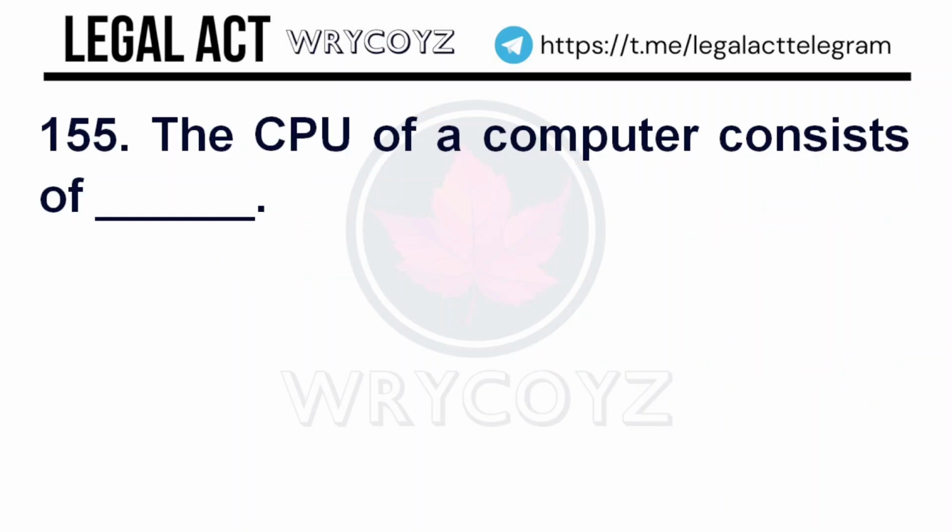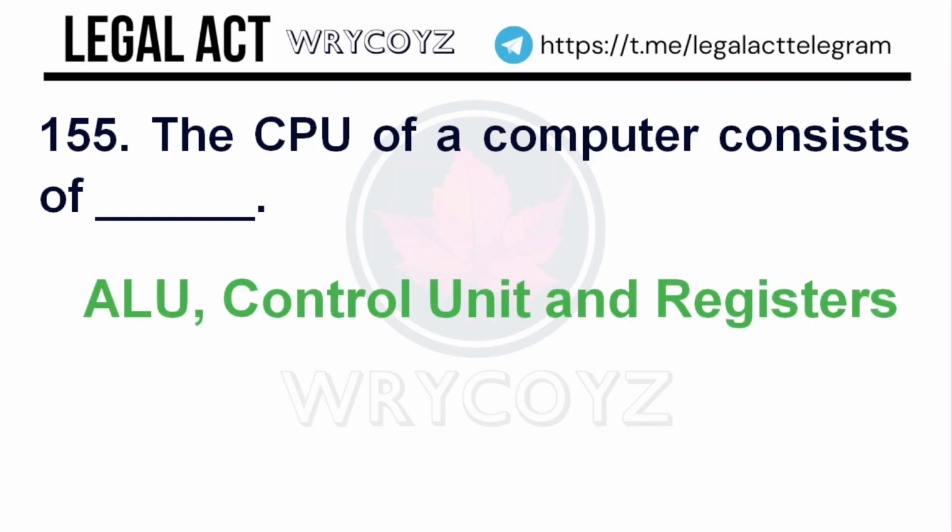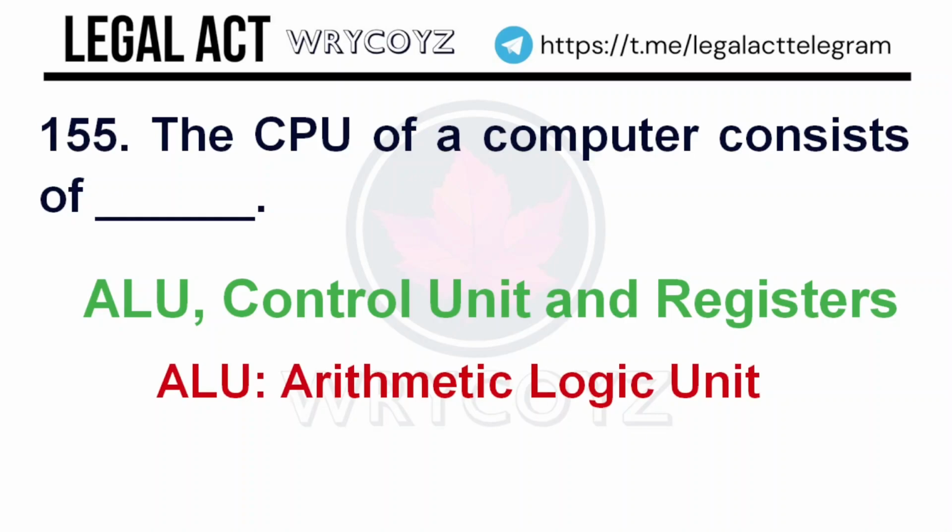155. The CPU of a computer consists of dash. The answer is ALU, control unit, and registers. ALU is arithmetic logic unit.